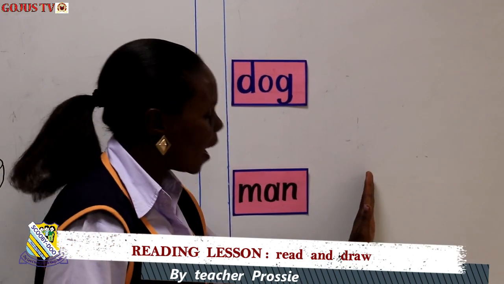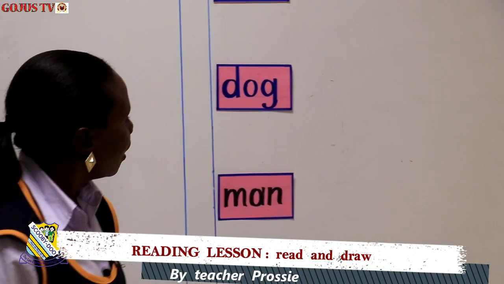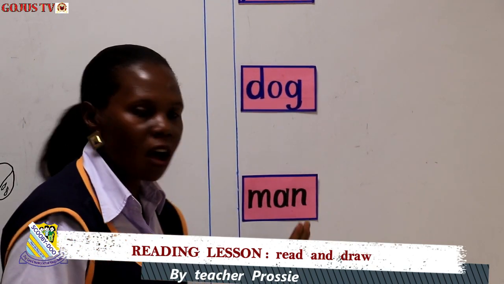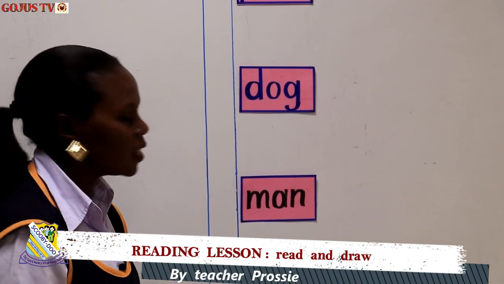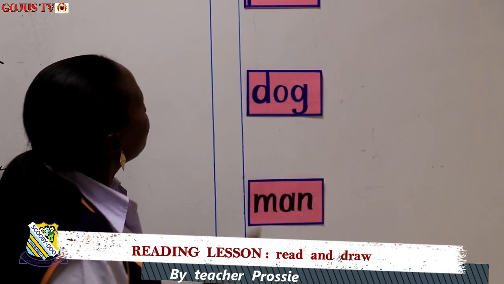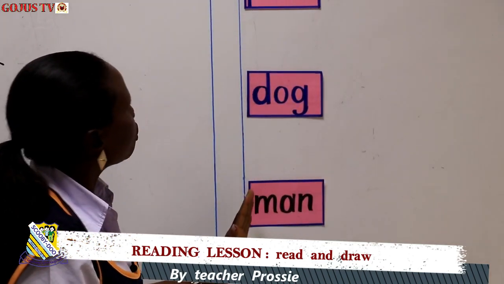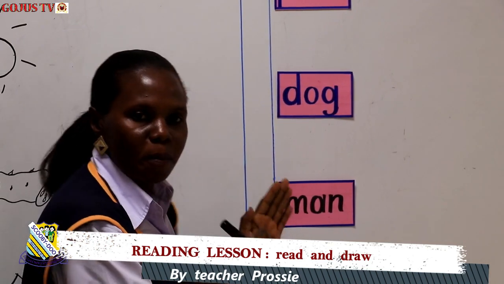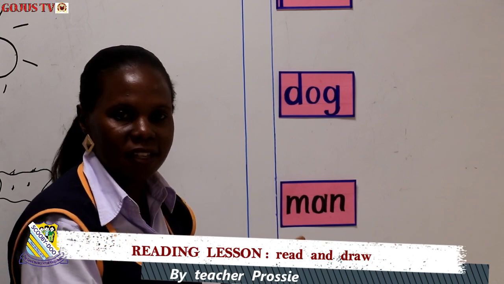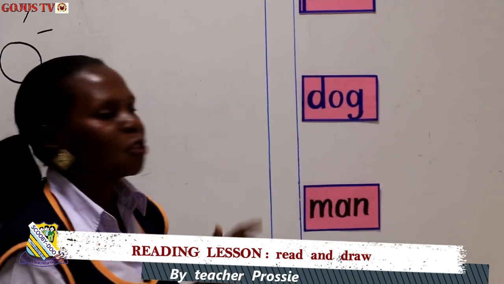You draw a man. Don't you draw a boy? A man puts on a trouser. So you draw a man putting on a trouser. Okay? So this is our work for today. You copy the words properly and then you draw good pictures. Okay?